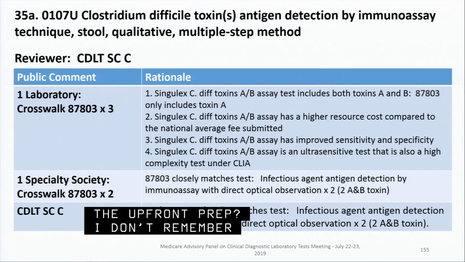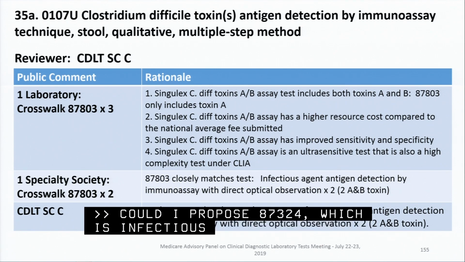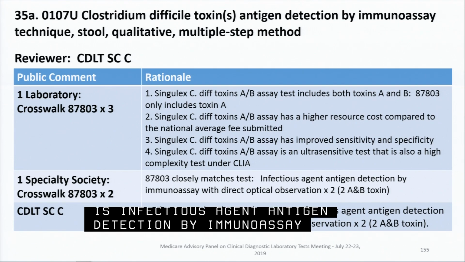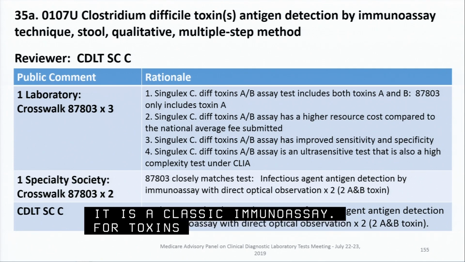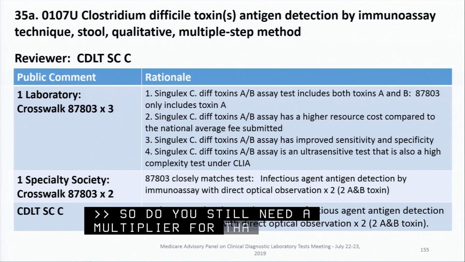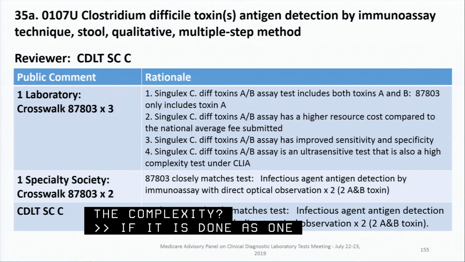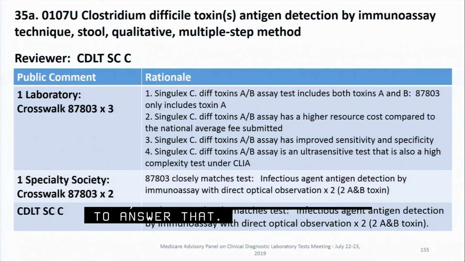This is Vicki Basowski. Could I propose 87324, which is infectious agent antigen detection by immunoassay technique? So it's not an optical immunoassay, it's a classical immunoassay, and then it's Clostridium difficile toxins, plural, 87324. But do you still need a multiplier for that because of the complexity? If it's done as one assay unit, and Dr. Carroll would be able to answer that, I would not propose a multiplier based on the information I have at this point.